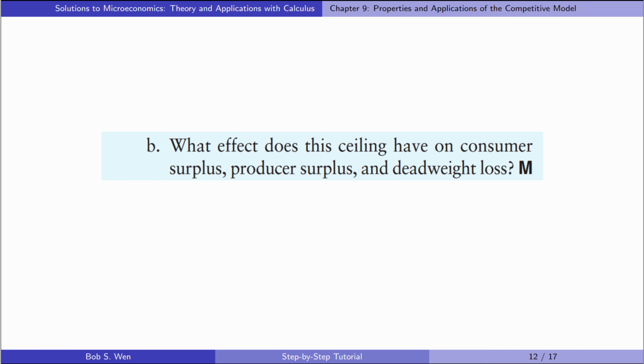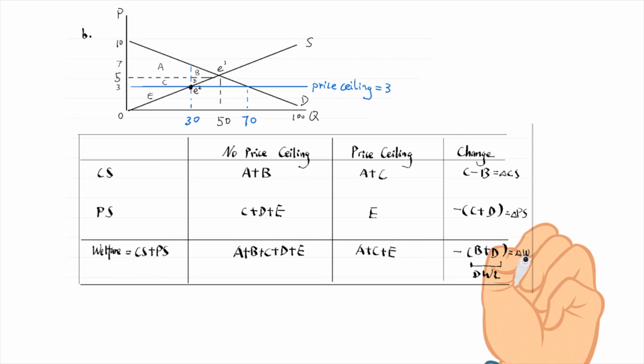In part B, what effect does this ceiling have on consumer surplus, producer surplus, and deadweight loss? We can put the consumer surplus, the producer surplus, and the welfare measures in a table. Without the price ceiling, the consumer surplus is the triangle A plus B, and the producer surplus is the triangle C plus D plus E.